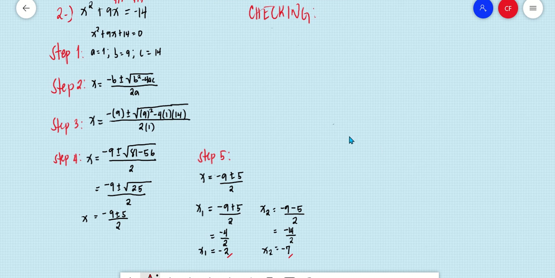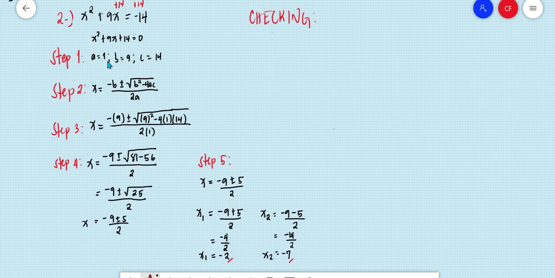Okay, again, ito po yung step-by-step solution natin sa example number 2. So, sa checking, siguro kayo na lang po gumawa. Okay? So, may guide naman na kayo dun sa previous example. Again, sa checking class, gamitin po natin yung original equation. Okay? Ayan. So, proceed na po tayo sa example number 3.